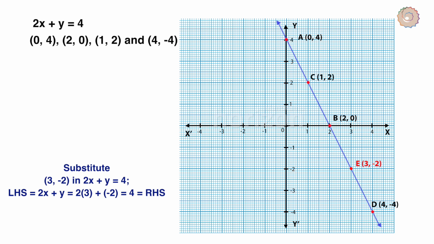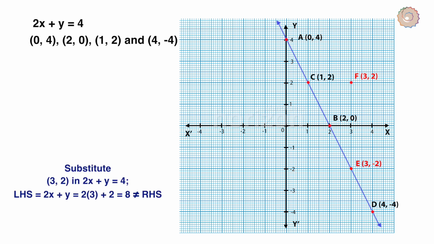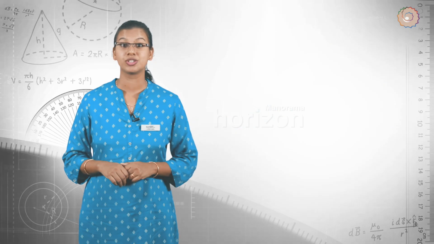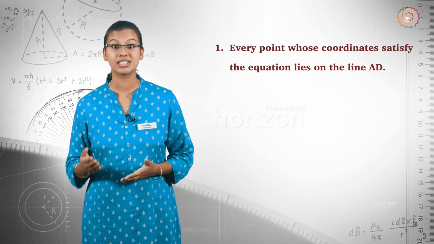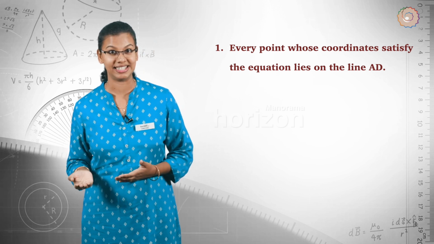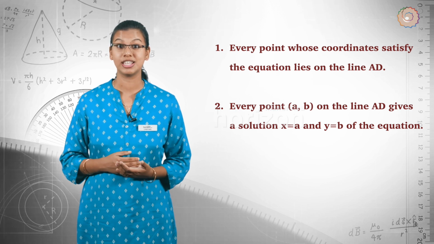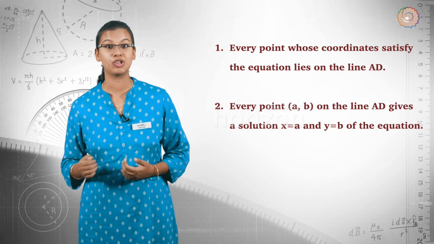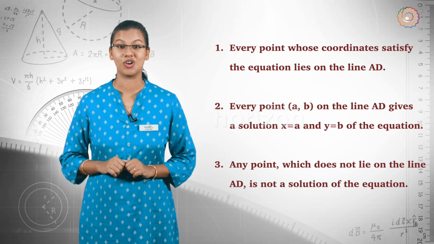Now consider a point which is not on the line AD. Let it be F with coordinates (3, 2). Let's check if it's a solution of the equation. We find that F (3, 2) is not a solution of the equation 2x + y = 4. So we can come to a conclusion that every point whose coordinates satisfy the equation lies on the line AD. Every point (a, b) on the line AD gives a solution x = a and y = b of the equation. Any point which does not lie on the line AD is not a solution of the equation.